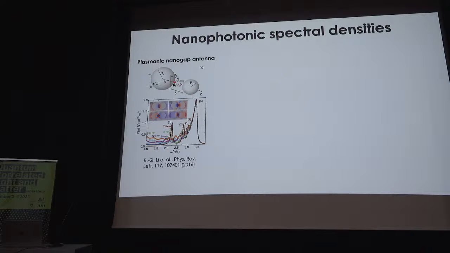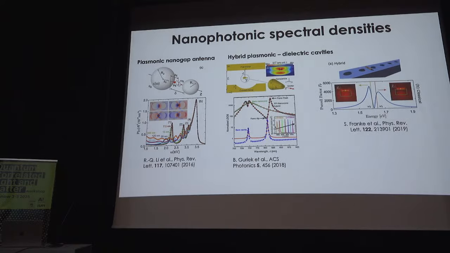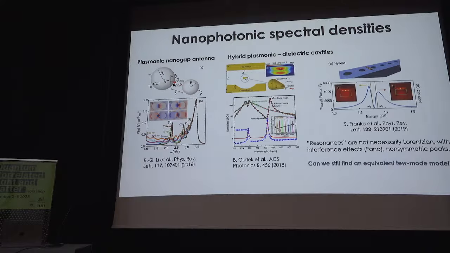We see the spectral density has some peaks that look like Lorentzians. But if I look at very broad hybrid plasmonic dielectric cavities, I see that the spectral density actually has Fano-like shapes, where I don't have just Lorentzians, but something really more complex.